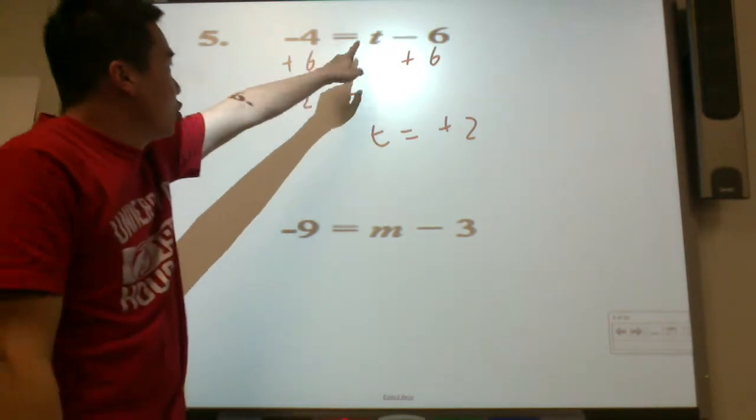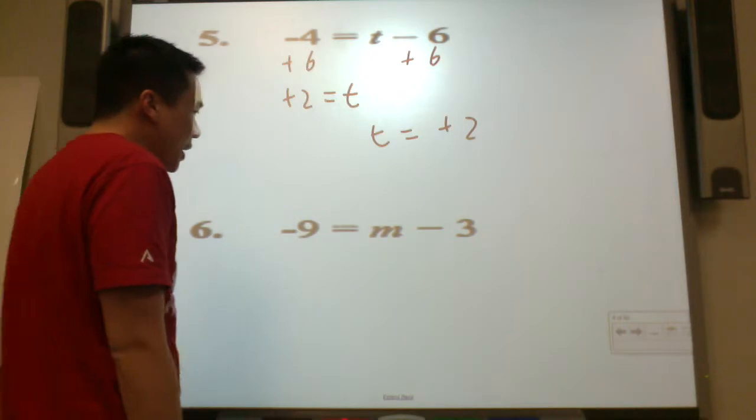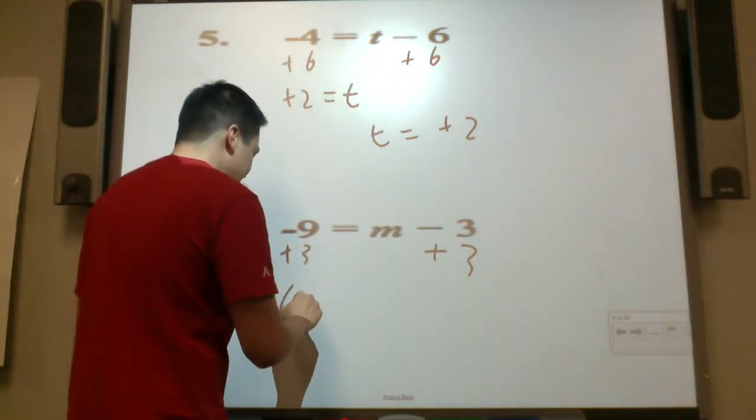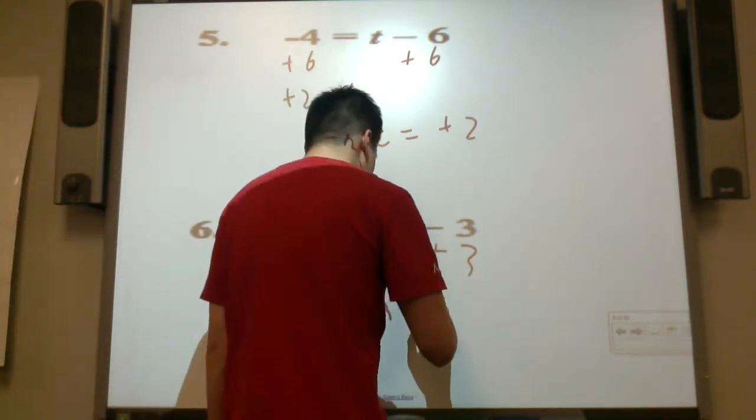Check your work. 2 take away 6, you're negative 4. And last but not least, what's the inverse of minus 3 plus 3? That's 9 negatives with 3 positive is negative 6. M equals negative 6.